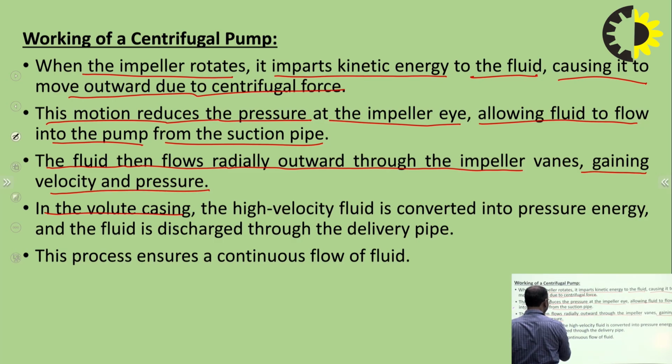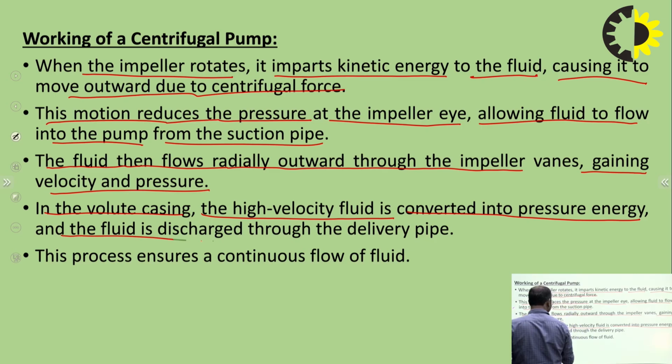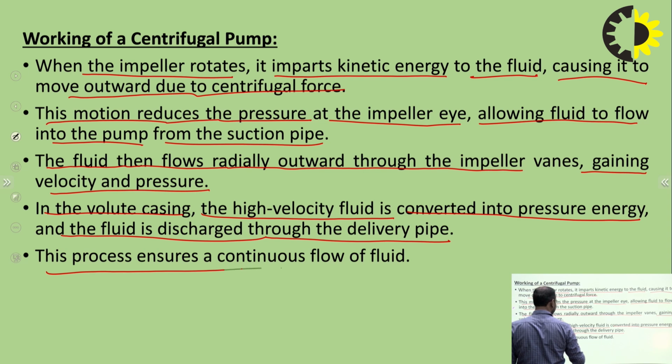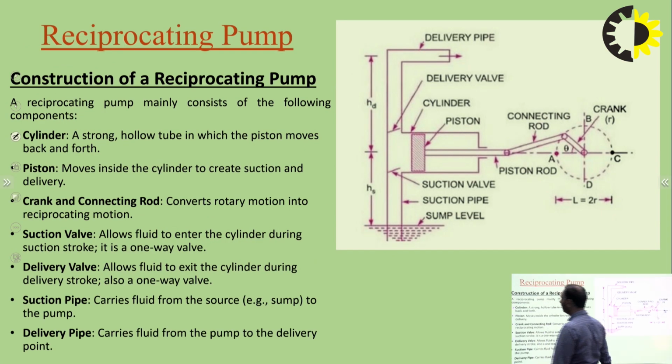In the volute casing, the high velocity fluid is converted into pressure energy and the fluid is discharged through the delivery pipe. This process ensures a continuous flow of fluid. So this is the working of centrifugal pump. Now I will discuss reciprocating pump.